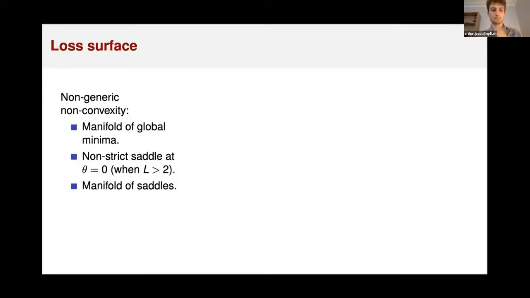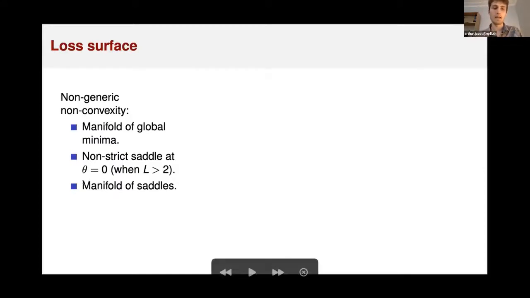And some other non-generic properties of neural networks: the loss of a neural network has some non-strict saddles. So these are saddles where the Hessian has no negative eigenvalues. And for deep networks, you can find such a non-strict saddle at the origin, when you set all the parameters to 0. And this non-strict saddle is going to play a role later on.